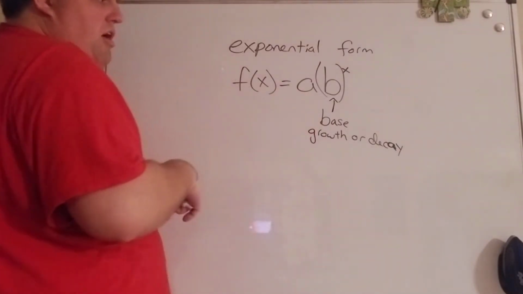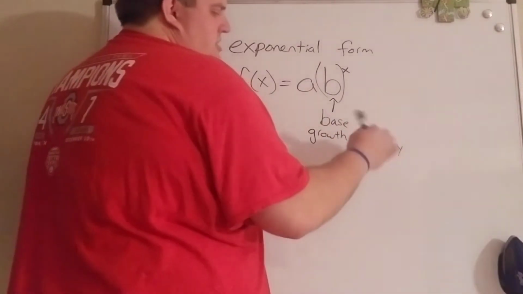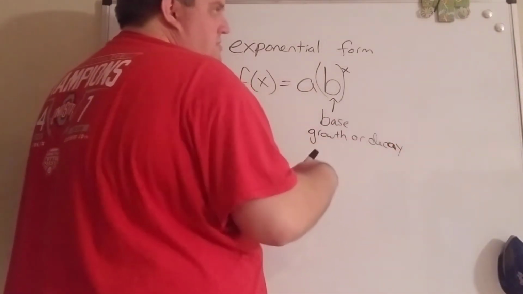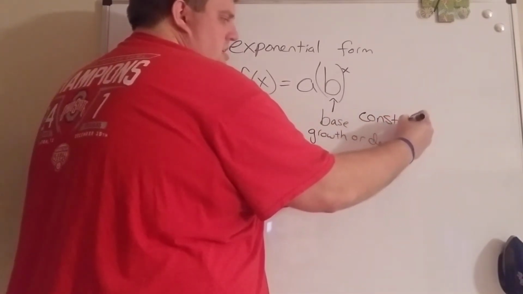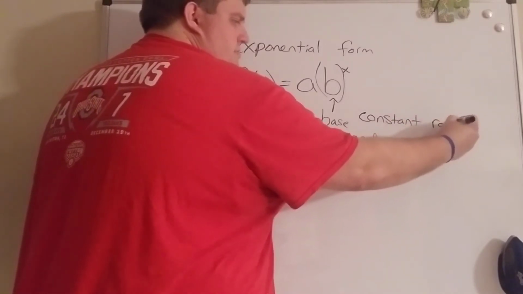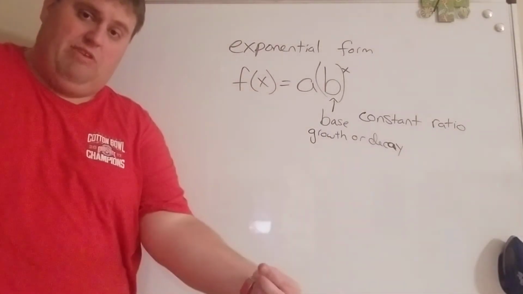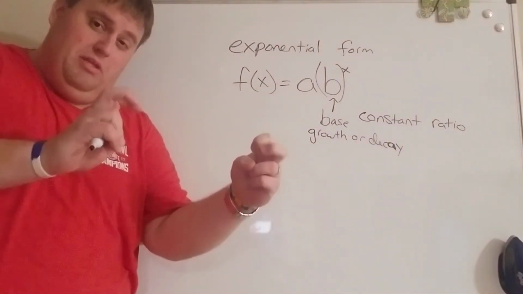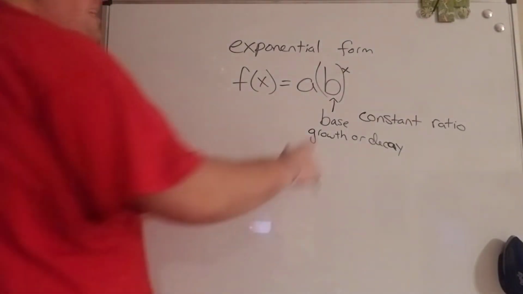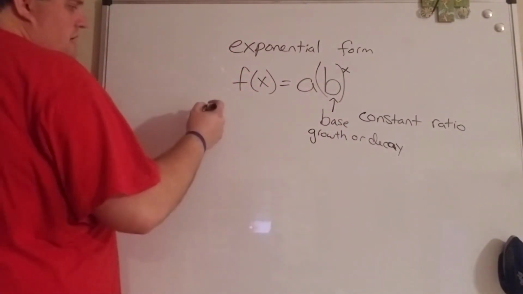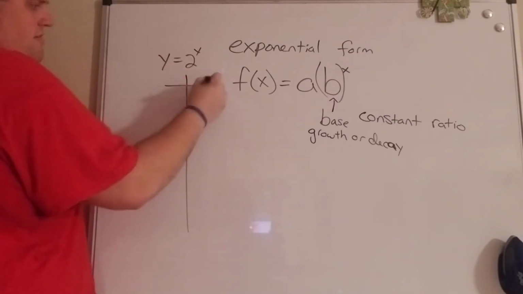This a value, though, we didn't really talk about yesterday. I should talk about this base. The base is sometimes called a constant ratio. And let me talk to you guys about what that means when we say constant ratio. That's kind of like our slope. Obviously, we would only use slope if it was linear, but that's the idea. This is the number that's going to tell me how it's changing. So if you guys remember in our table yesterday, I'm going to use 2 to the x again.